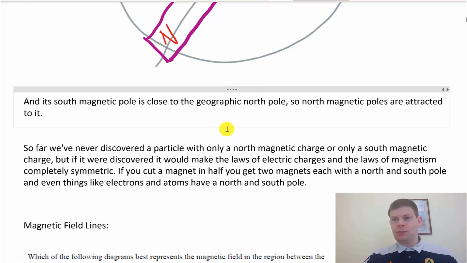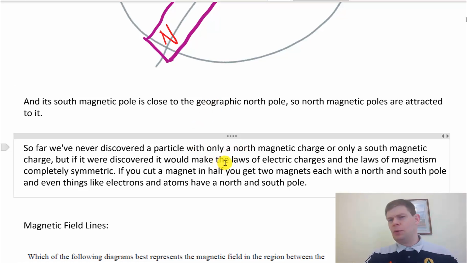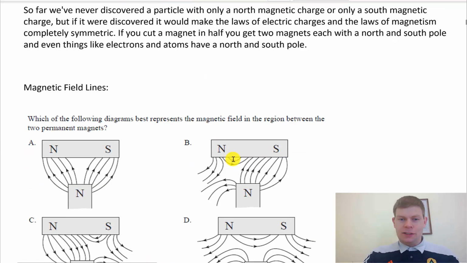You'll find out later that even subatomic particles like electrons have their own little magnetic field, and they have their own north side and their own south side. They have a property called intrinsic magnetic moment that determines the strength of the field, and they can line up their direction. All right, so let's talk magnetic field lines.